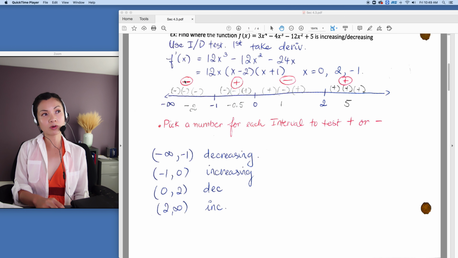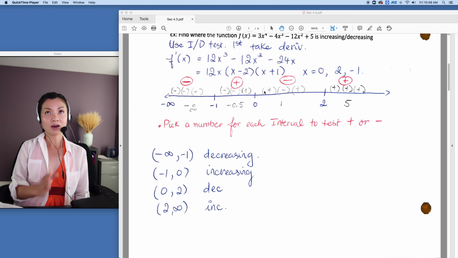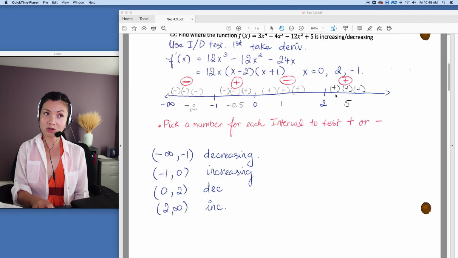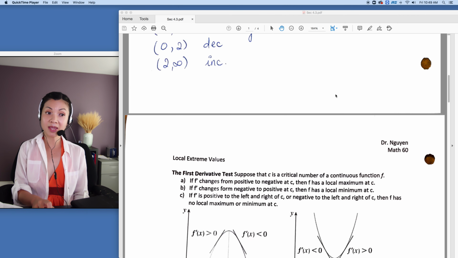You see, we go from a negative to a positive at -1. Okay, and then we go from a positive to a negative, a positive to a negative. So this right here is a max. Yeah, this is the min. From a negative to a positive, you have a min again.